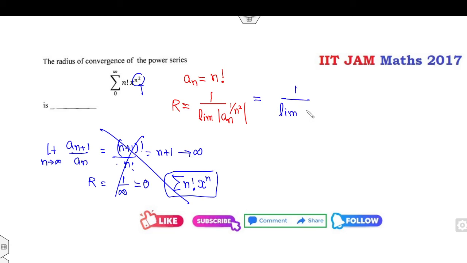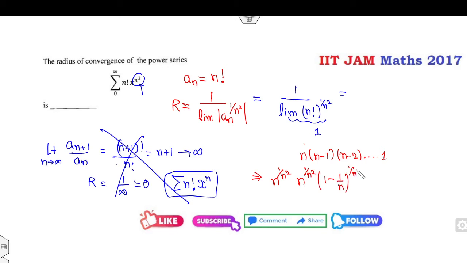You can see 1 over the limit of (n factorial) to the power 1 over n squared, and clearly the limit of this value is 1. How? I can write n factorial as n times (n minus 1) times (n minus 2) up to 1. I can put 1 over n squared on each term, and I can take n common, and so on. The last term is 1 raised to power 1 over n squared.